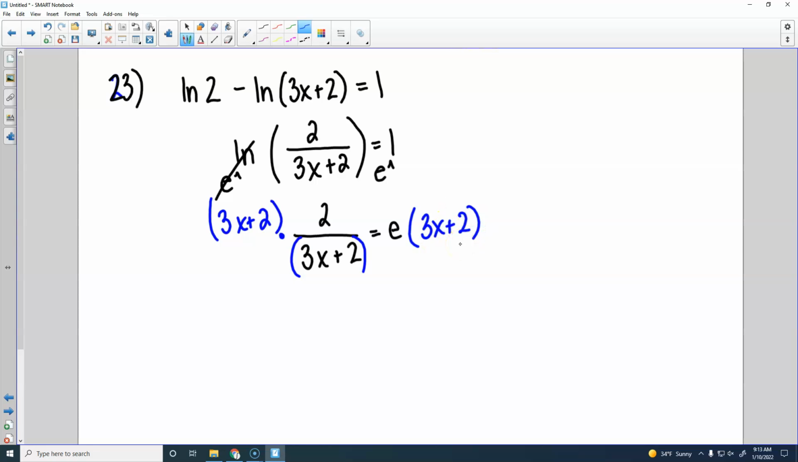Sometimes it's a little hard for students to see why, but this cancels on the left side because this is like 3x plus 2 over 1. So you have a 3x plus 2 on top and bottom, and they cancel each other out, which is what you wanted to happen. You wanted to get rid of that 3x plus 2 on that left-hand side. So we've got 2 equals, and I'm going to go ahead and distribute my e. So I've got 3ex plus 2e.